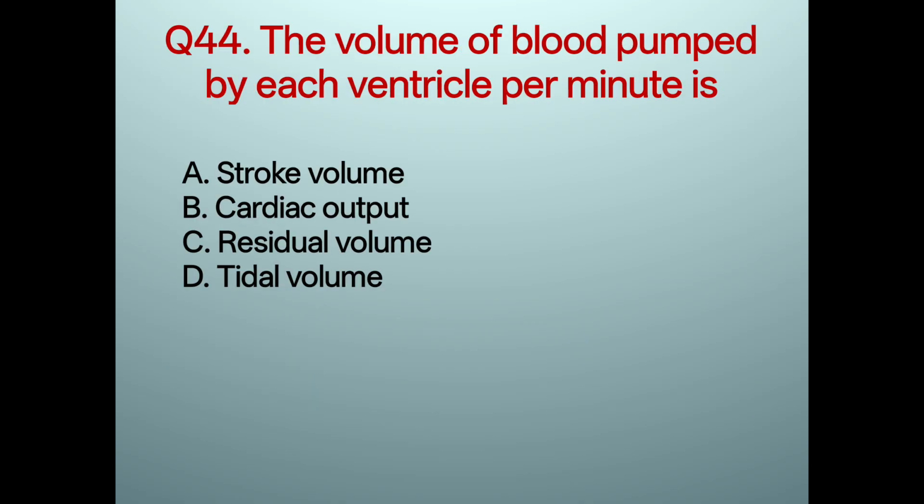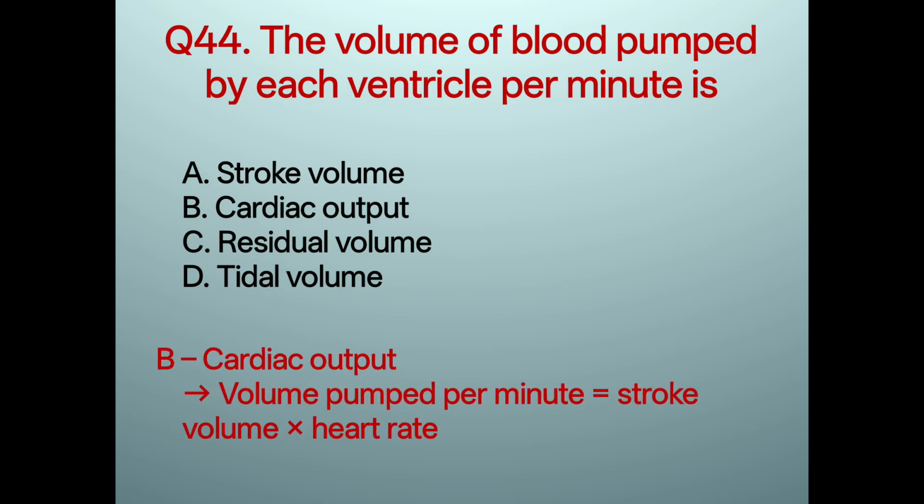The volume of blood pumped by each ventricle per minute is stroke volume, cardiac output, residual volume and tidal volume. The correct answer is cardiac output. Volume pumped per minute is equal to stroke volume into heart rate.